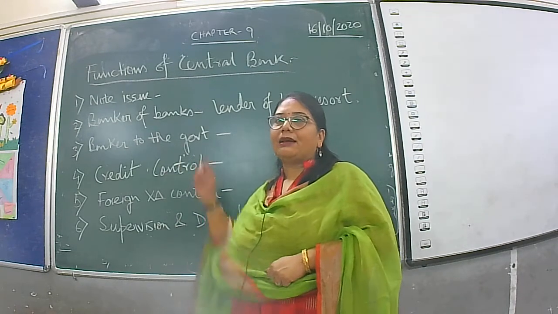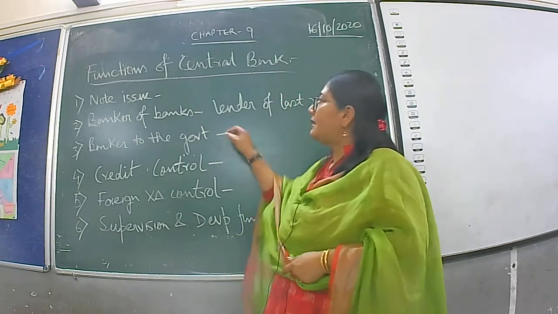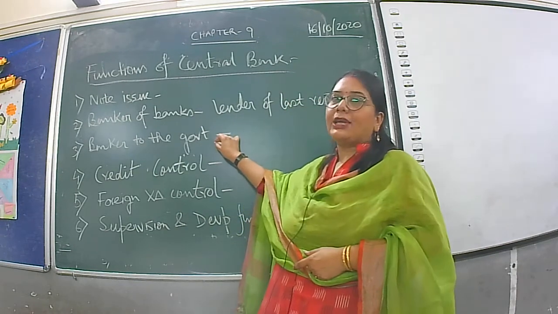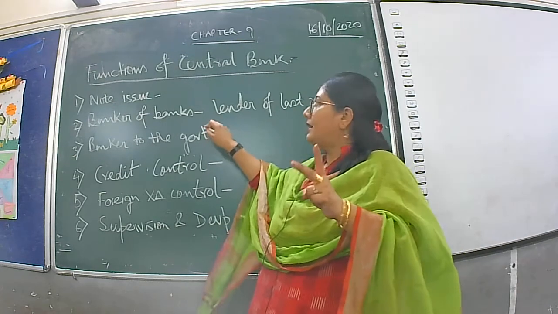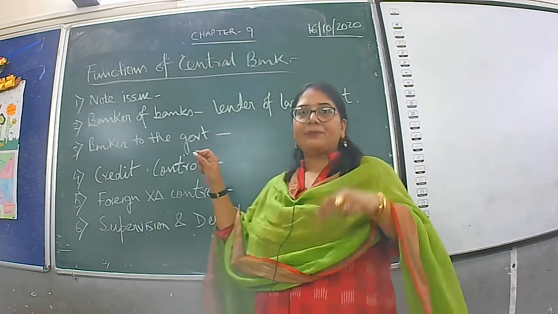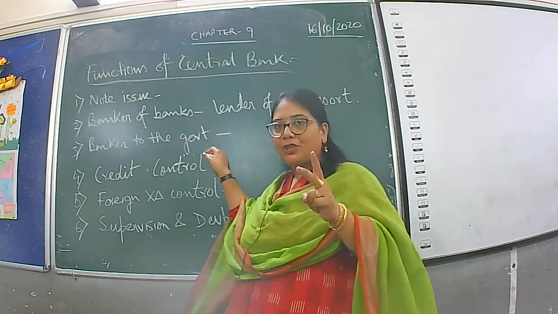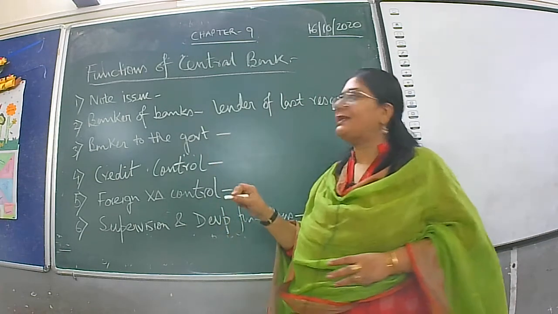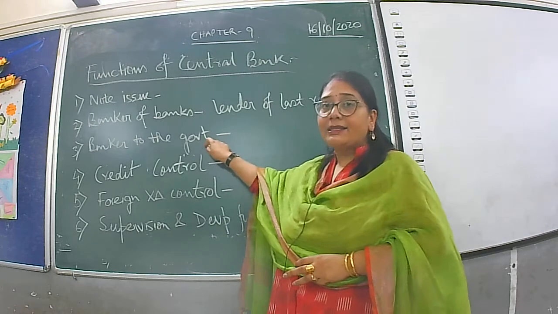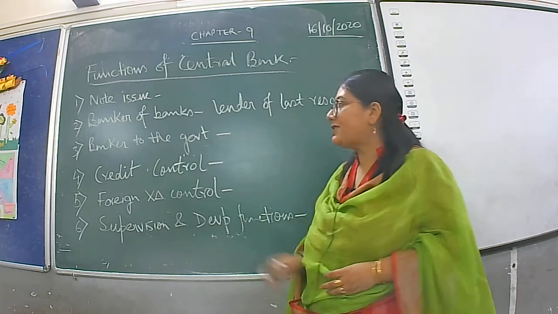By banker to the government, we mean these three things. Number one, the central bank keeps all the cash balances of the government. Number two, the central bank receives and makes all payments on behalf of the government. Number three, in case of any financial crisis, the central bank advises the government. That's why it is a banker to the government.